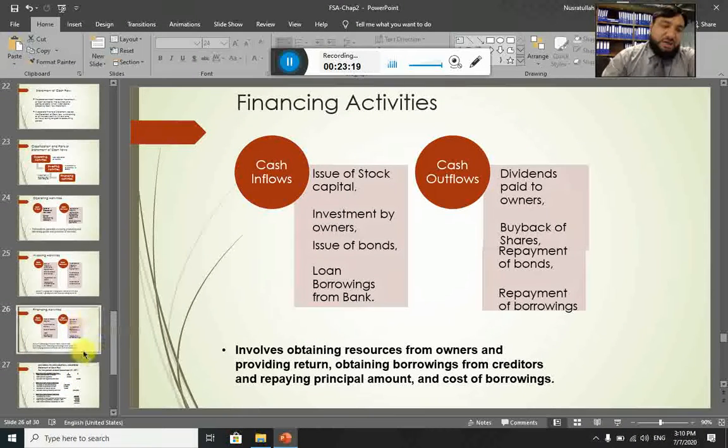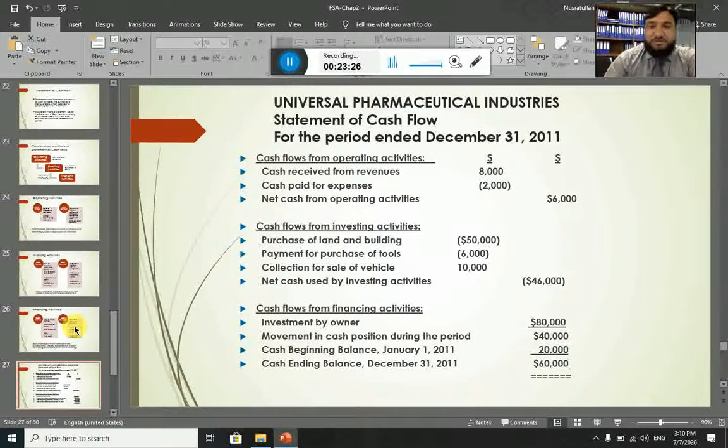Now that's all about the cash flow statement, right? Now there is an example of a cash flow statement. I'll show you how it's prepared and why each activity is reported under a certain part. There is a company by the name of Universal Pharmaceutical Industry, and the cash flow statement is for the period ended December 31st, 2011.